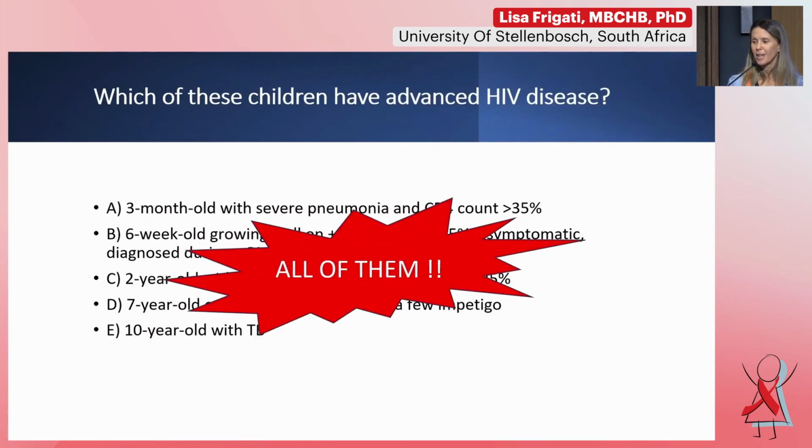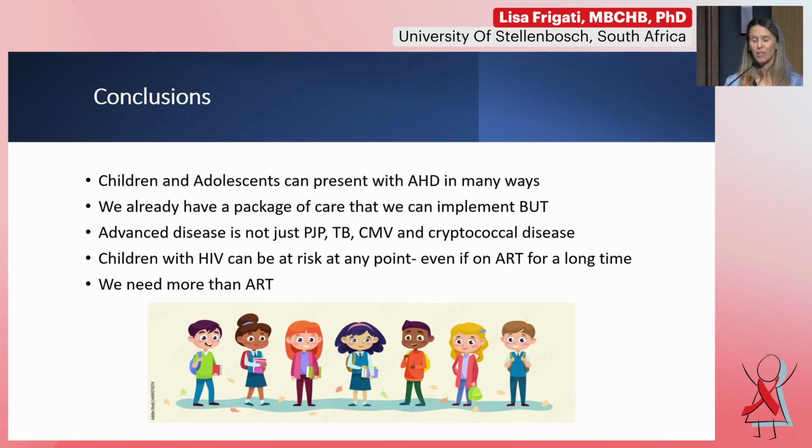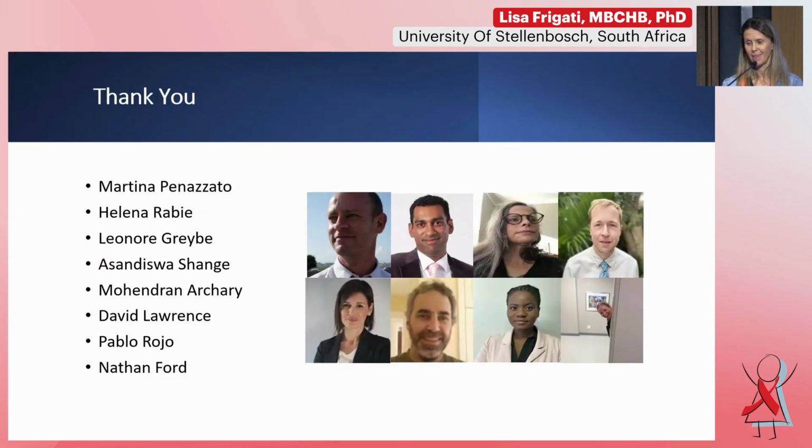So which of these children had advanced HIV disease? The answer is, of course, all of them. And these are my conclusions. I think children and adolescents can present in many ways at any time with advanced HIV disease. It's not just about PJP and TB, CMV and cryptococcal disease, and we do need more than ART. Thank you.